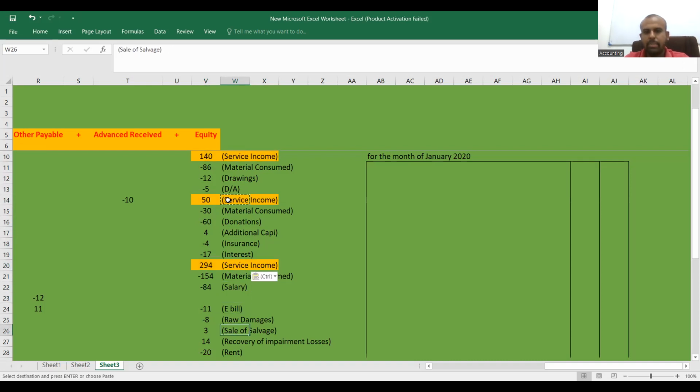That's all, no? Is that all our service income, son? This sale of salvage, we don't consider in this. We don't consider that. Right. So service income, you have generated how much? It's 140 plus 50 plus 294. It's 484.